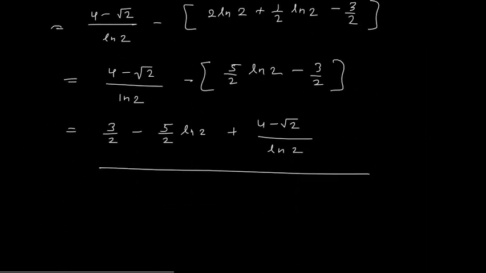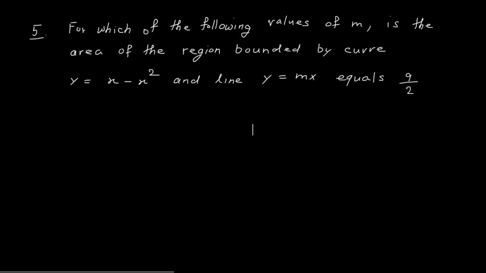Okay, now let us move to the fifth problem. Question number 5. Now here is the fifth problem. For which of the following values of m is the area of the region bounded by the curve y equals x minus x square and the line y equals mx equal to 9 by 2?